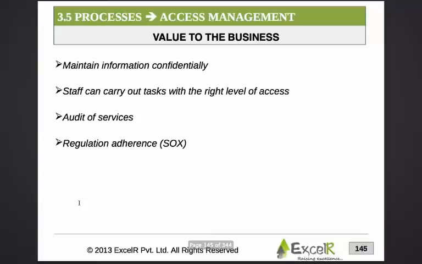And what is the value to the business? If access management is a separate process, the business information will be confidential. To the business users, it will give the right level of access, thereby the integrity will be protected. The auditing will be done well. There will be some regulations pertaining to the business. For example, you are working as an IT department for a bank. There will be many regulations that are imposed by the government related to the access. So in a bank, the government comes up with a regulation saying that the information of the bank account holder should not be disclosed to others.